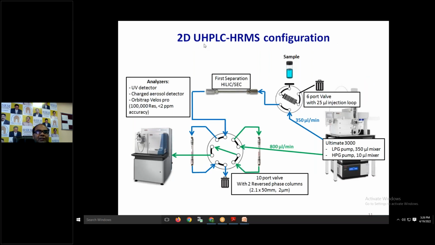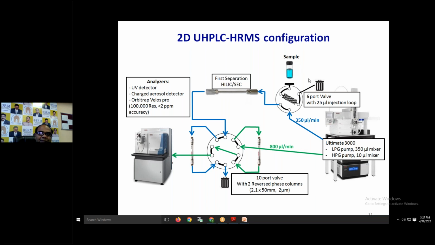Coming to 2D UHPLC-HRMS configurations, what are the analyzers we are using? UV detector, aerosol detector, Orbitrap, and for fast separation, HILIC, right? Size exclusion chromatography, SEC, right? So these are used when we use this particular technique, either HILIC or SEC.